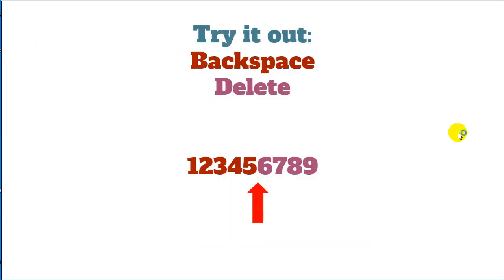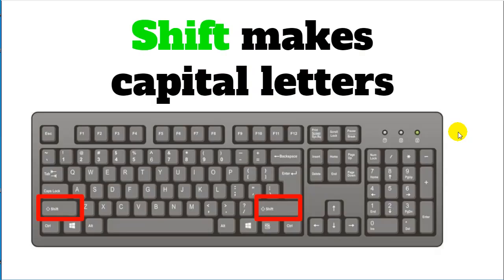So, if you're between the 5 and the 6 and you press the backspace key, you will erase the 5. If you press the backspace key again, you'll erase the 4 and the 3. But if you press the delete key, it will erase things that are to the right of the insertion point. It'll delete the 6, then it'll delete the 7. You need to know the difference between the backspace key and the delete key. They are not the same thing.